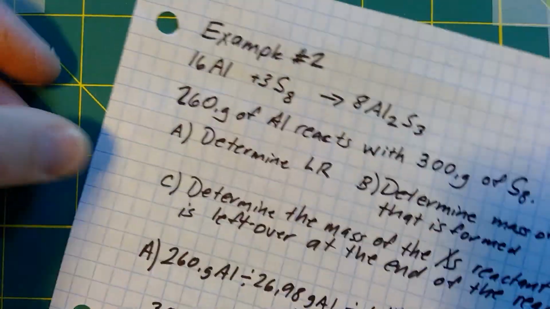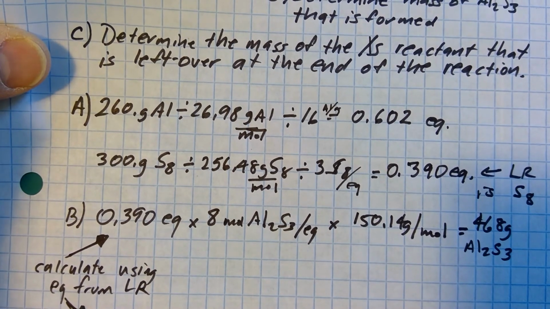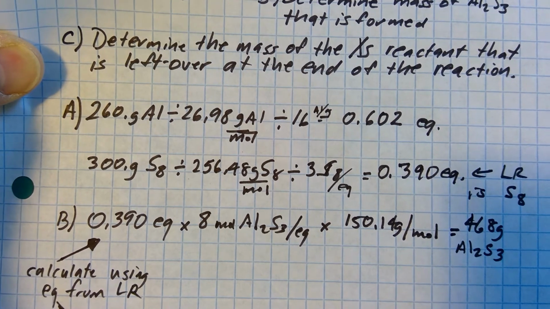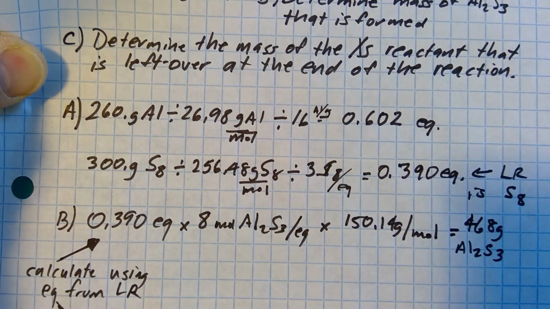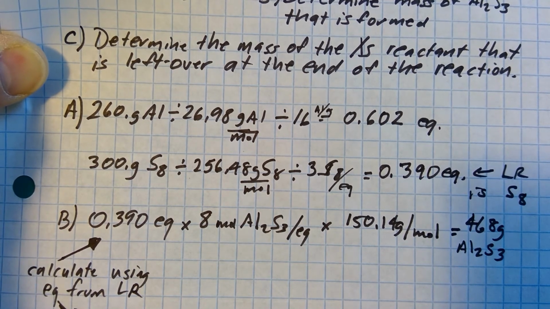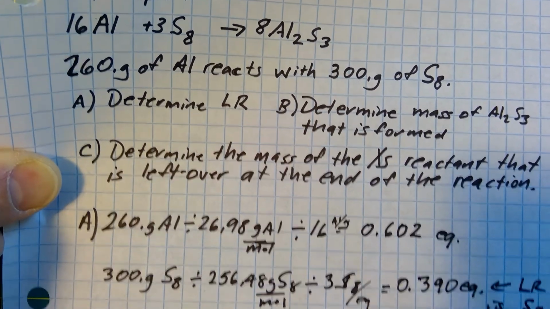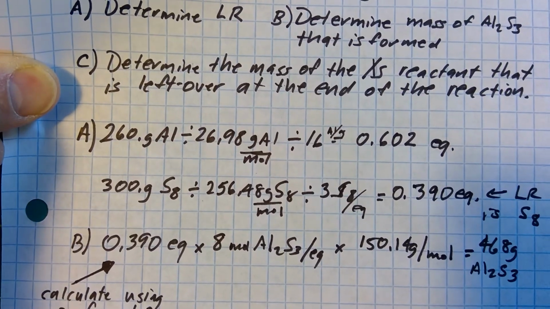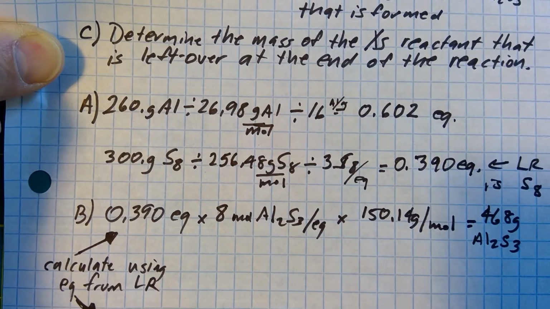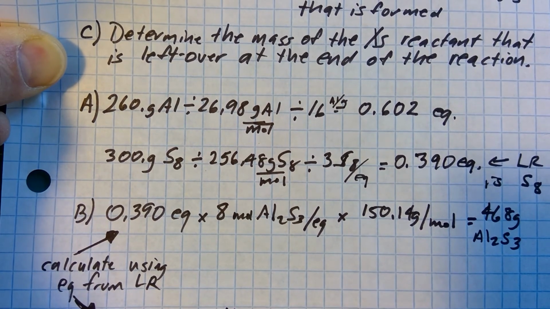B part. We're using our limiting reactant. That's equivalents from our limiting reactant. That's what we're going to use for the basis for all of the other calculations. So 0.39 equivalents, you multiply it times 8, which is the coefficient in front of aluminum sulfide. Times the molar mass of aluminum sulfide gives you 468 grams of aluminum sulfide.